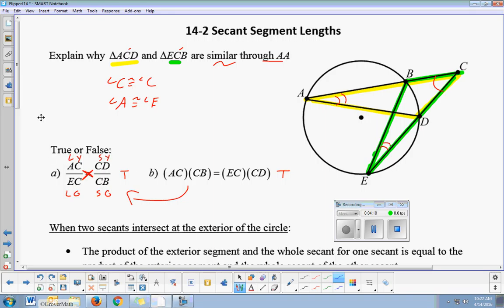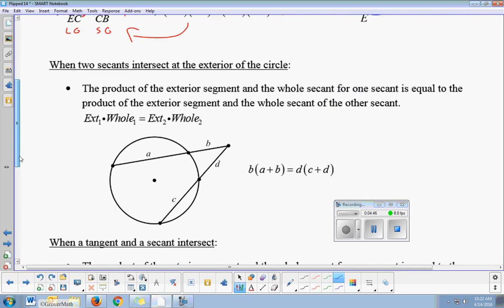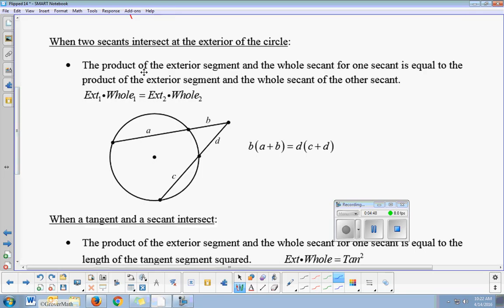Why am I starting a video talking about this? Because what we just said here, AC, that's this whole length of, that's called a secant, because it hits the circle in two spots and it's got an interior part and exterior part. Secant AC times BC. So this whole thing times its exterior part equals EC, this whole secant's length, times CD, its exterior part. And that is really the most important thing about talking about the lengths of secants.